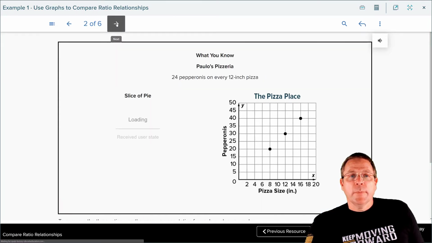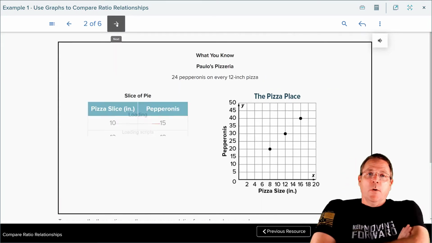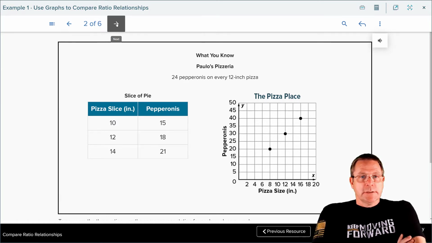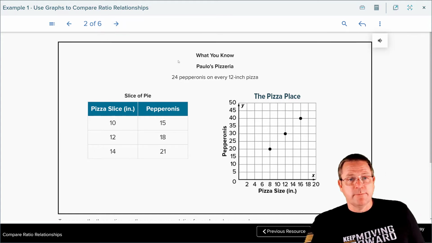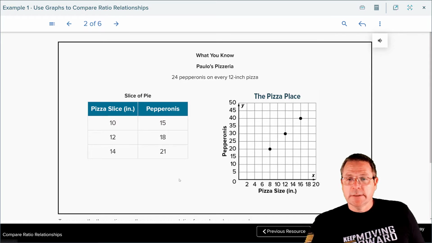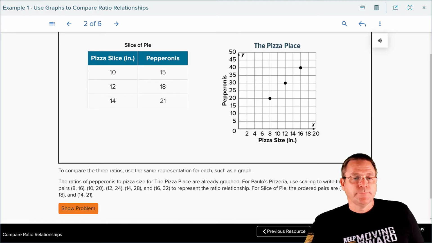Moving from there, let's figure out what we know. We know that Paulo's Pizza has 24 pepperonis for every 12-inch pizza. We know Slice of Pie's pizza is 10 inches for 15 pepperonis. It's important to notice that this is backwards from the other one. This one lists pepperonis first and then pizza size. This one lists pizza size and then pepperonis. That's the place that might trip us up. And then the Pizza Palace has the pepperonis on the vertical axis and the pizza size on the horizontal axis.